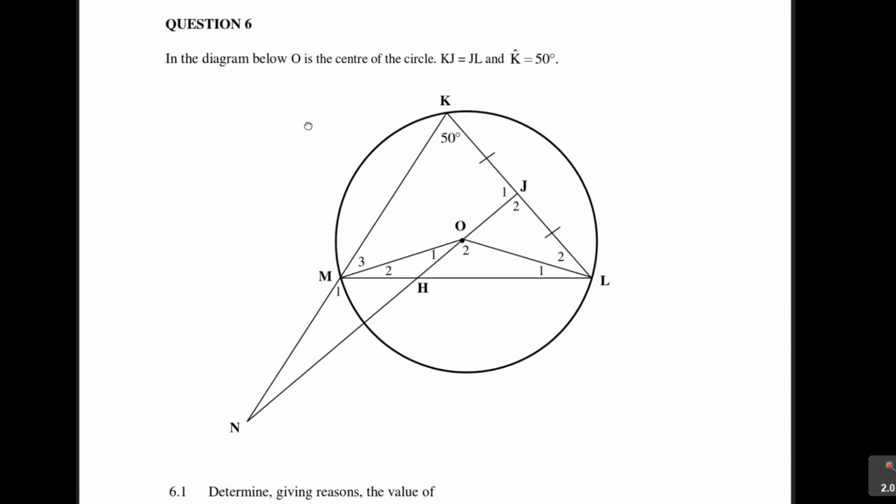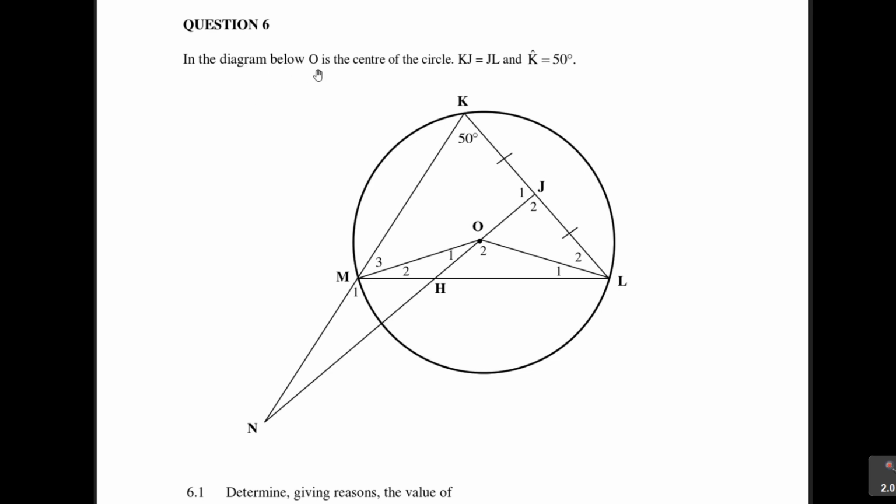It says, in the diagram below, O is the center of the circle. So there is our O. And then KJ is equal to JL. And K is 50. Alright, so a few things here that you can also identify.